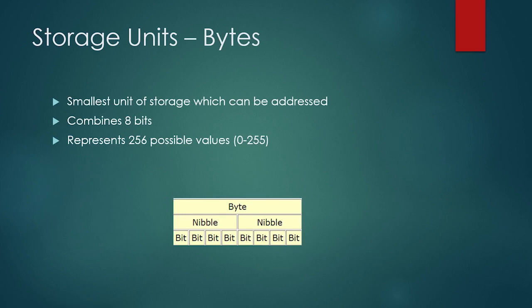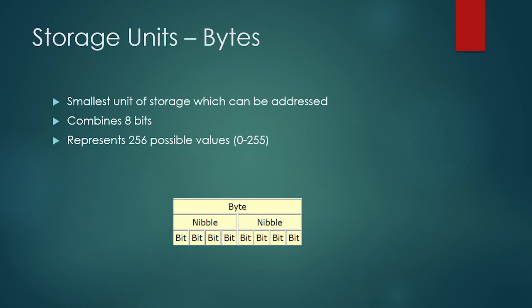Now, a bit stores very little information, so we have to combine them all together into a larger unit of storage called the byte. And the byte combines 8 bits to give 256 possible values, which go from 0 up to 255. Down here we see that 8 bits are combined to make an entire byte, and half a byte is referred to as a nibble. This is the smallest unit of memory which can be addressed. But it's still pretty small. You've only got 255 or 256 possible values.